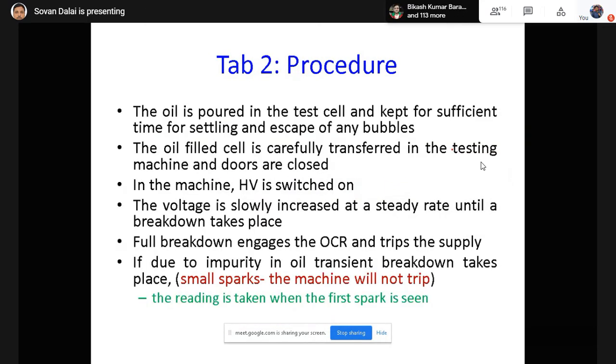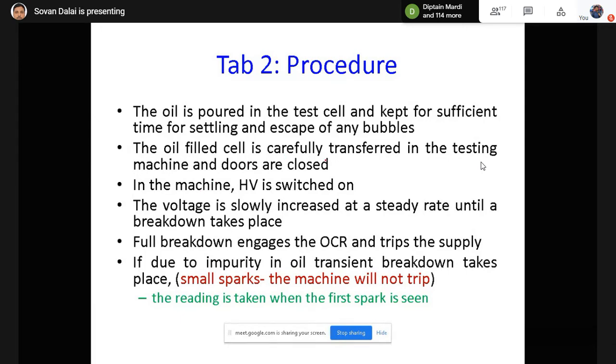And now we come to the procedure. That tab is also available in the demonstration app, but the font of the demonstration app is very small. So due to that, I will show you the procedure in this slide. First, this is the condition. Oil is poured into the test cell and kept for sufficient time for settling and escape of any bubbles. If bubbles are there, there is a glass rod. First, you have to break down that bubble before starting the experiment.